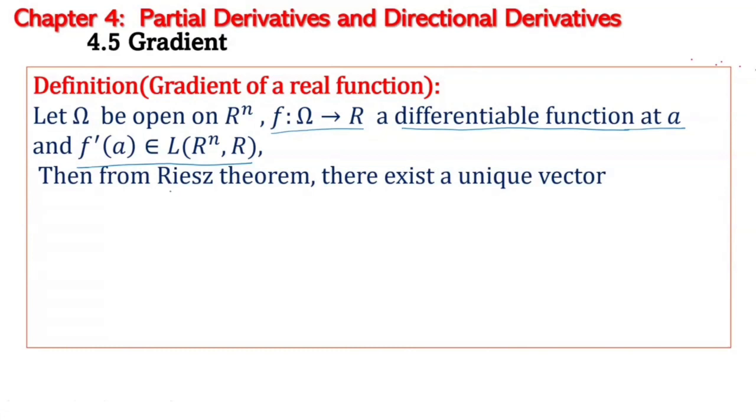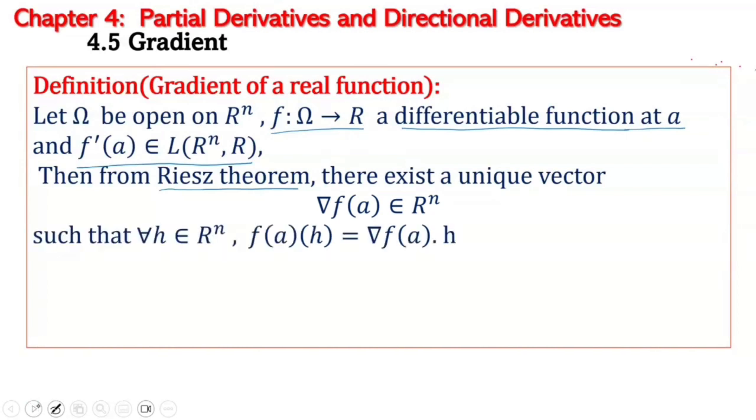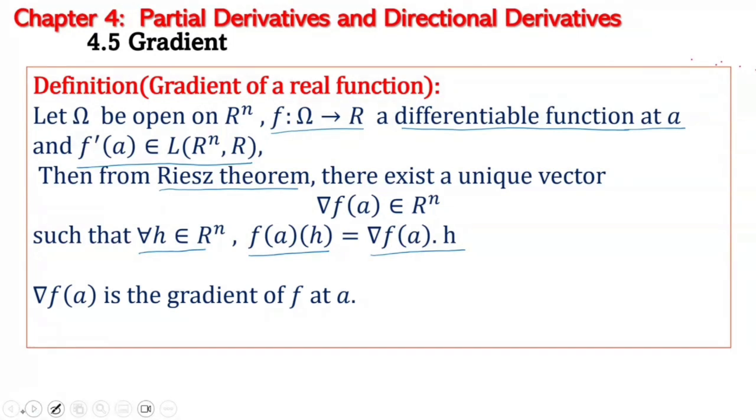So the derivative belongs to the set of linear maps from Rn to R. Then from the theorem we did in chapter 1, there exists a unique vector, with notation gradient of f at a, belonging to Rn, such that for all h belonging to Rn, f'(a)h is equal to gradient of f(a) dot h. This gradient of f(a) is the gradient of f at a.